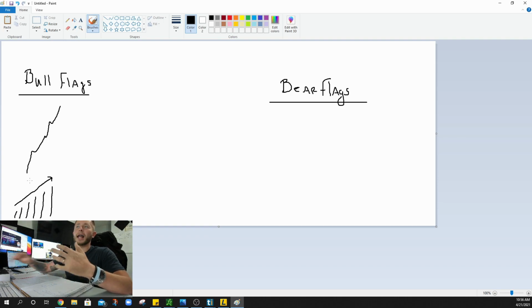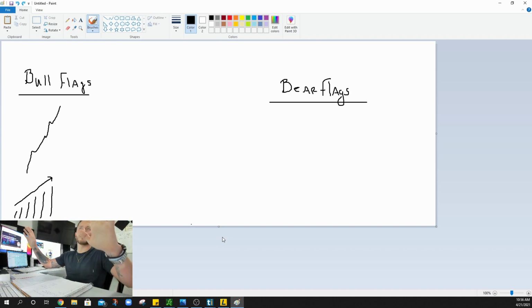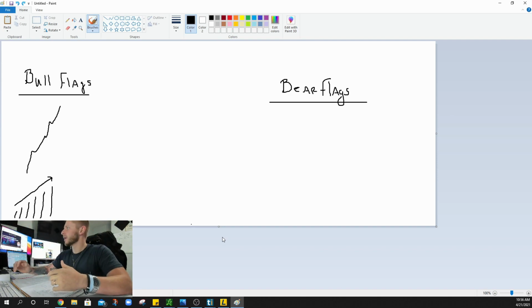If we're thinking of a flag, think of a flag and a pole. Every flag has a pole, so think of your leg up as your pole. At this point in time, you don't know what kind of setup or pattern it's going to be. You have no idea. It's just a move to the upside.